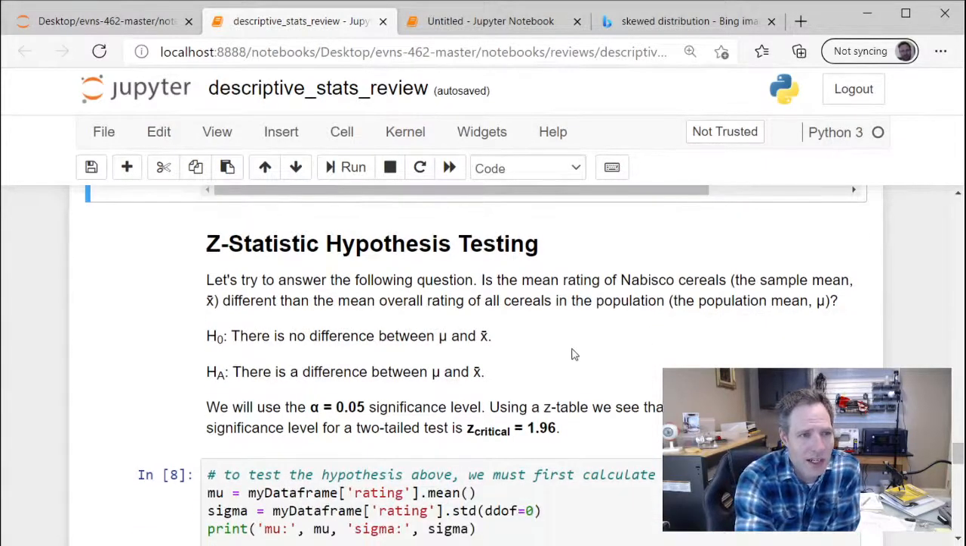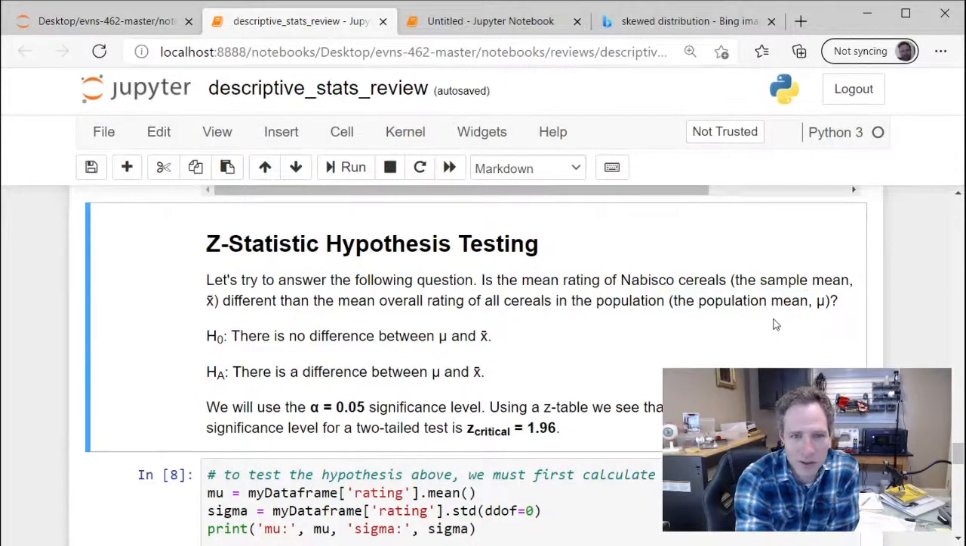So let's use this data set here and try to answer the following question. Is the mean rating of Nabisco cereals, we'll call that the sample mean, X bar, different than the mean overall rating of all cereals, the population mean? Here we only have 77 cereals, but we're going to call those 77 cereals the population for the purposes of this example. Obviously, if you've been to a grocery store recently, you know there are more than 77 different kinds of cereal, but we're going to say that these are the population.